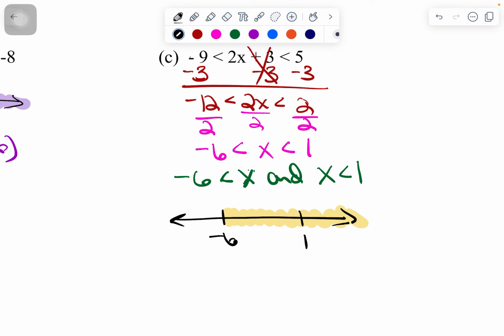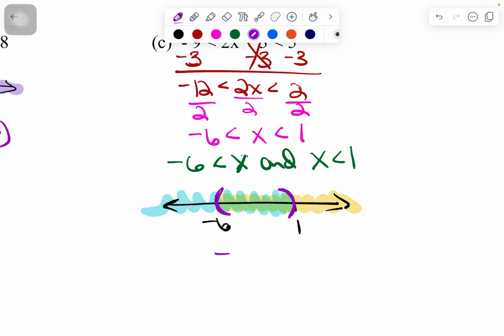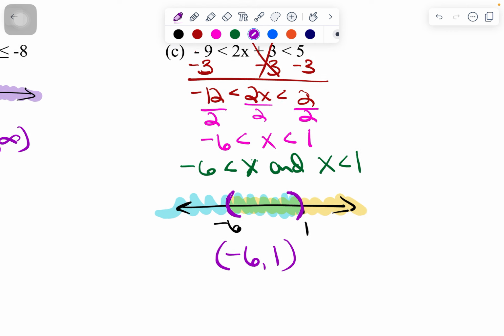And both of these are straight parentheses, so parentheses here. And for the other one, I want x to be less than 1. So from 1, I'm going to shade to the left. Again, parentheses. I'm looking for the overlap for the conjunction. So -6 to +1. Non-inclusive, so that's a parentheses on both ends.